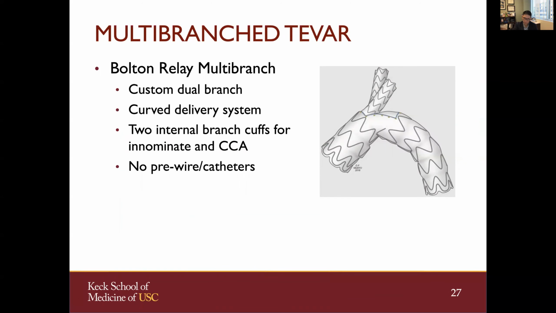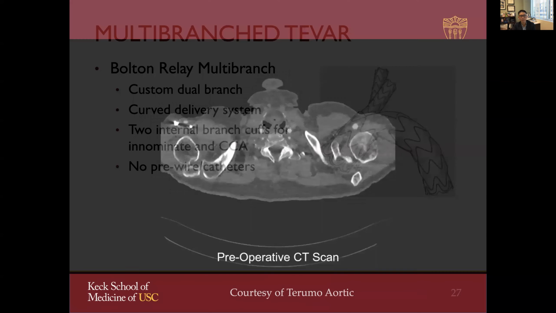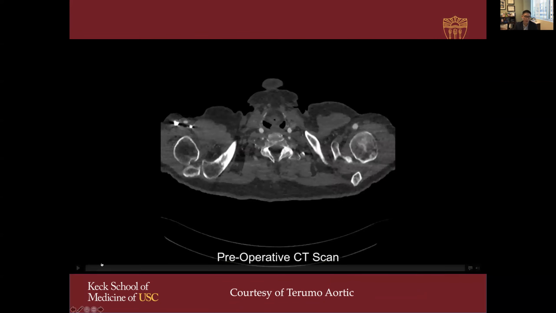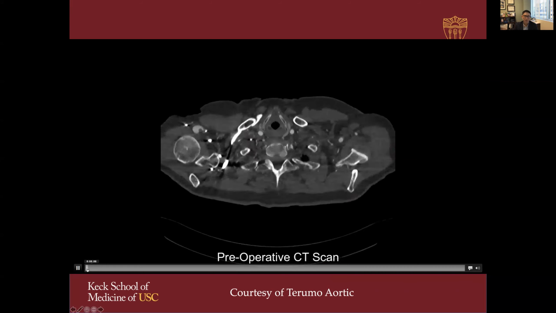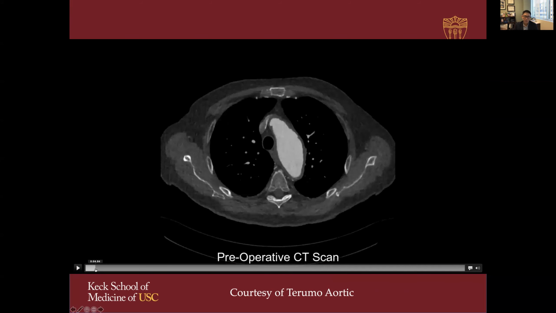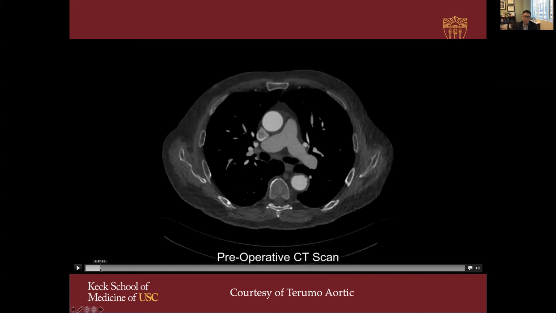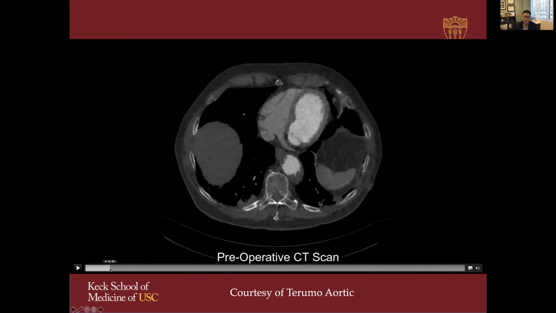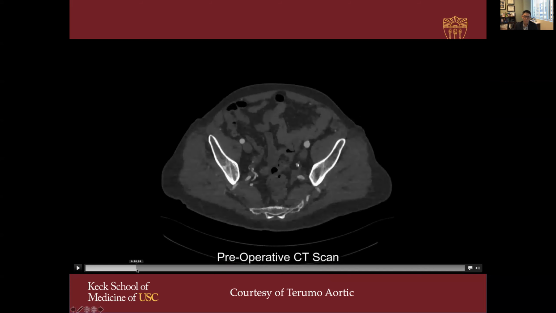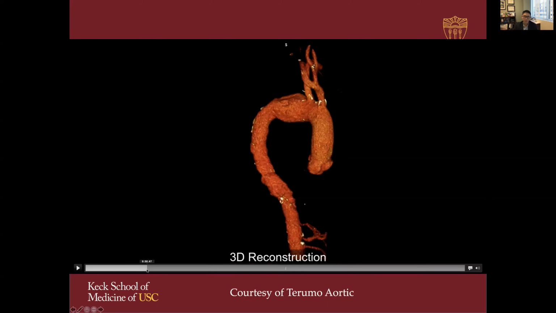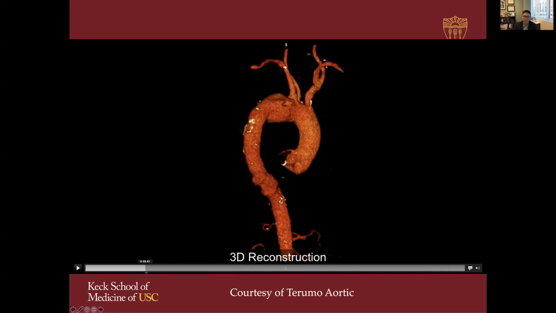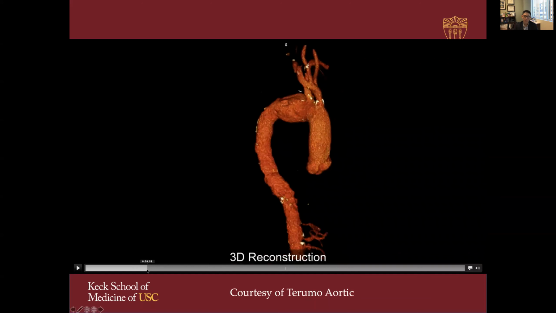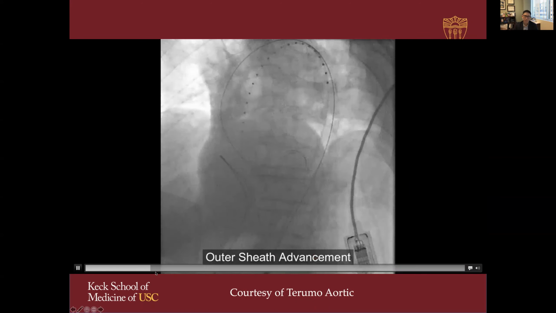Bolton relay branch device is very similar to the Cook inner branch device, but it is currently in a feasibility trial. We're one of the sites, and this is an example case here. This patient had distal aortic arch pathology, an aneurysm, with adequate access here. And you can appreciate that the pathology extends all the way up to the subclavian artery.